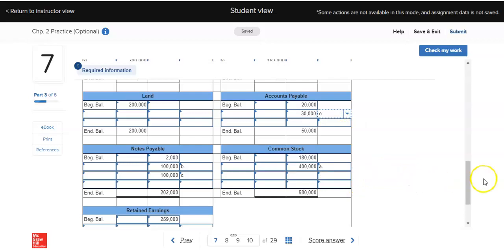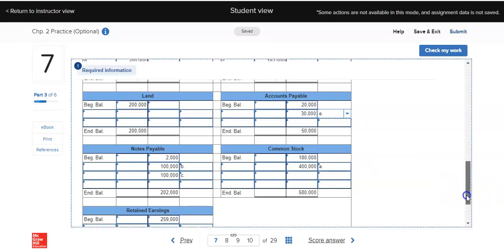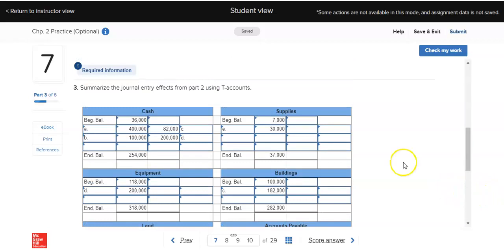Okay, now we've posted all of our transactions. Notice that Connect has calculated ending balances for us. If we didn't use Connect, how would we calculate our ending balances? Very simply, we add all of our debits, all of our credits, and then subtract. The amount goes on the larger side. Now when you do this, remember to include the beginning balance.